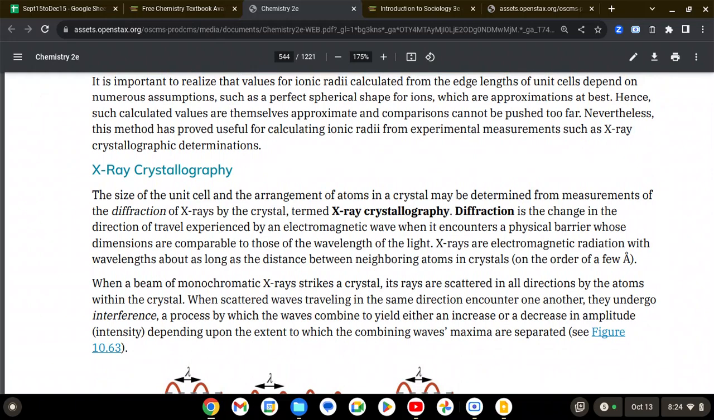X-ray crystallography. The size of a unit cell and the arrangement of the atoms in a crystal may be determined from measurements of the diffraction of X-rays by the crystal. Termed X-ray crystallography, diffraction is a change in the direction of travel experienced by an electromagnetic wave when it encounters a physical barrier whose dimensions are comparable to those of the wavelength of light.